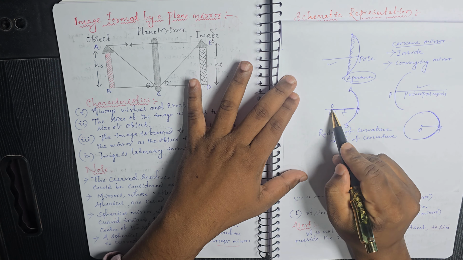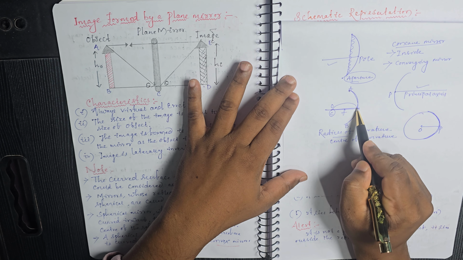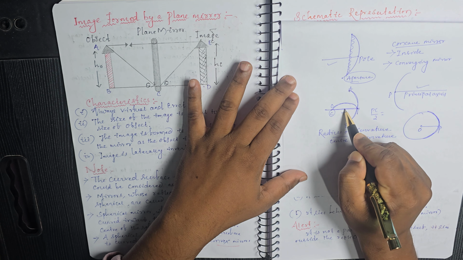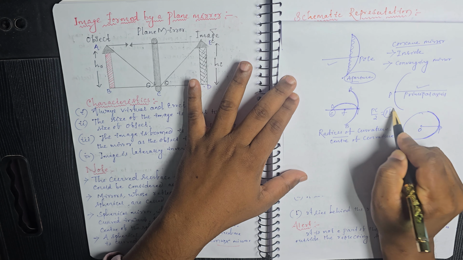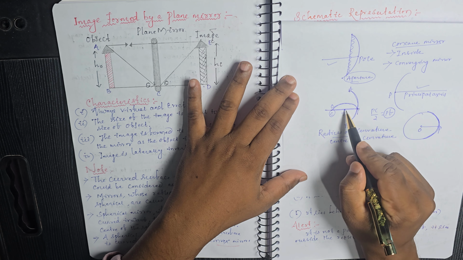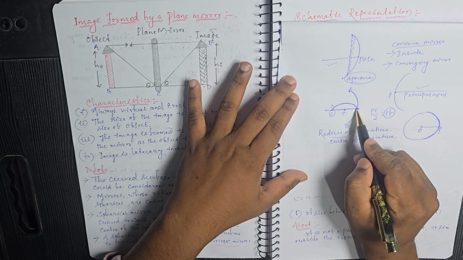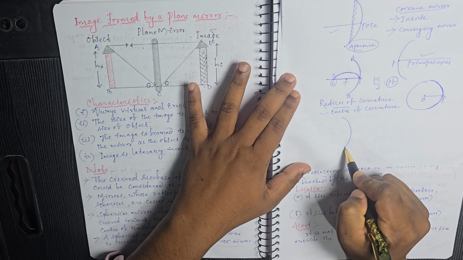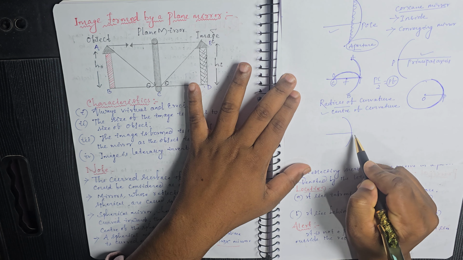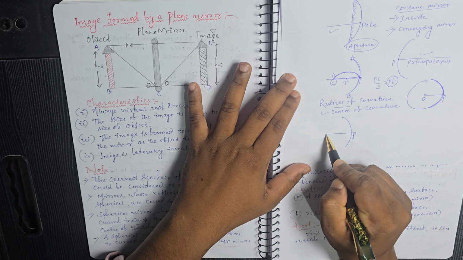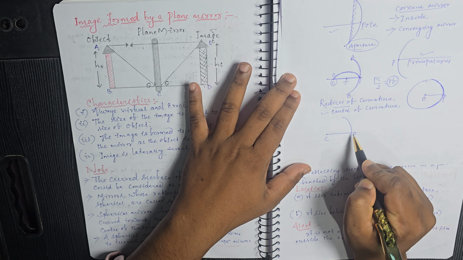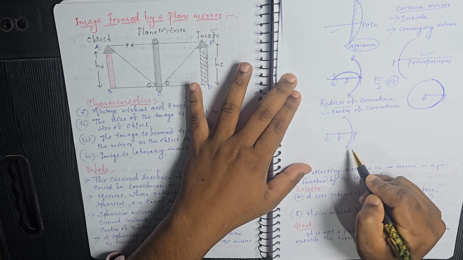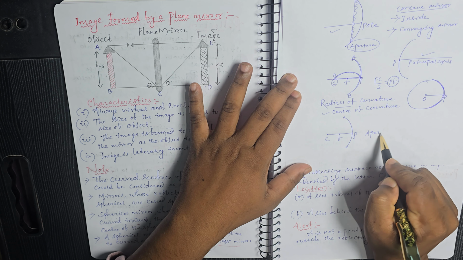Clear? And half of it, that means PC divided by 2, gives you the focal length, that is your PF. Clear about this point? So focal length is half of the radius of curvature. One more final time. If this is your mirror, this is your principal axis, this is your pole, and this is your center of curvature, and half of the distance to the center of curvature will be your focus. And from this point to this point is called the aperture.